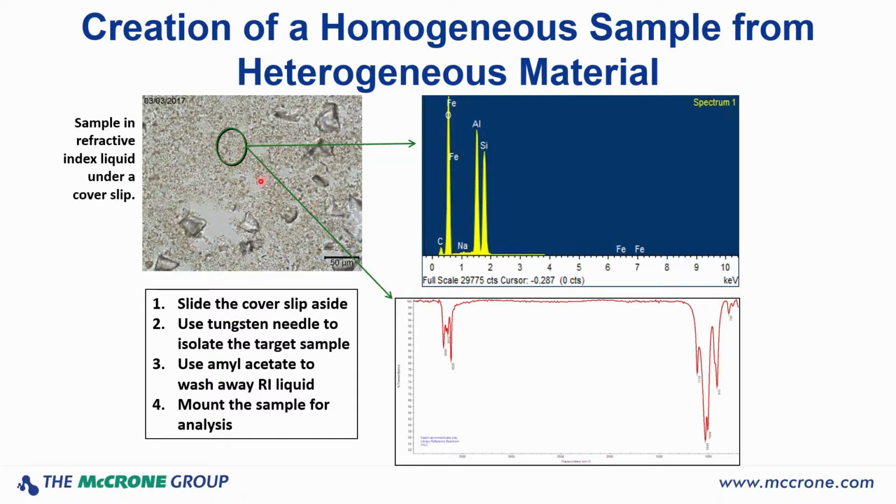To do this, remember I said this is in refractive index liquid. I'm going to show you a video where we slide the cover slip to the side. We use a tungsten needle to isolate the sample. We remove the refractive index liquid with amyl acetate, and then we mount the sample for analysis.